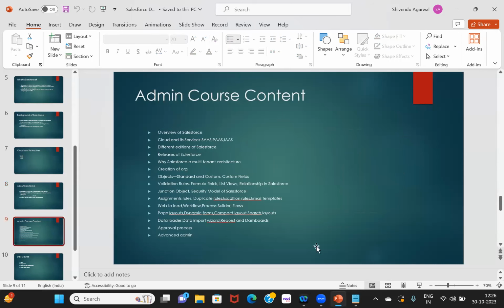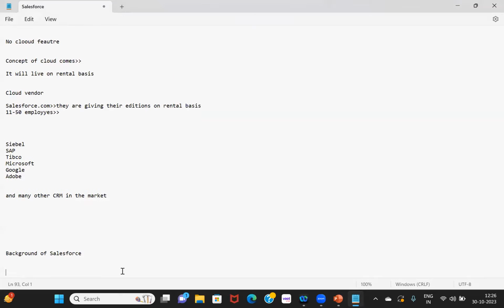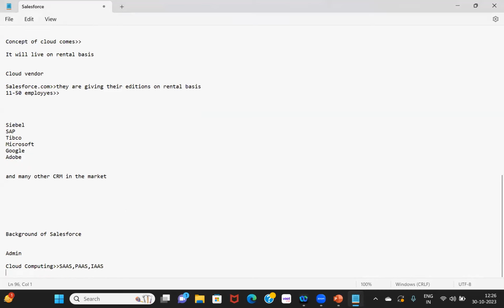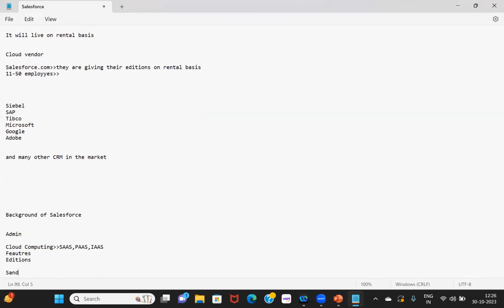Now, the main thing, what you are going to cover. Me and Sapna madam are going to cover your admin, starting from the admin. First of all, we are going to cover cloud computing, SaaS, PaaS. I am not writing all the topics, but the most important topics I will write here. Features of it we are going to cover. Different editions of Salesforce, different sandboxes.